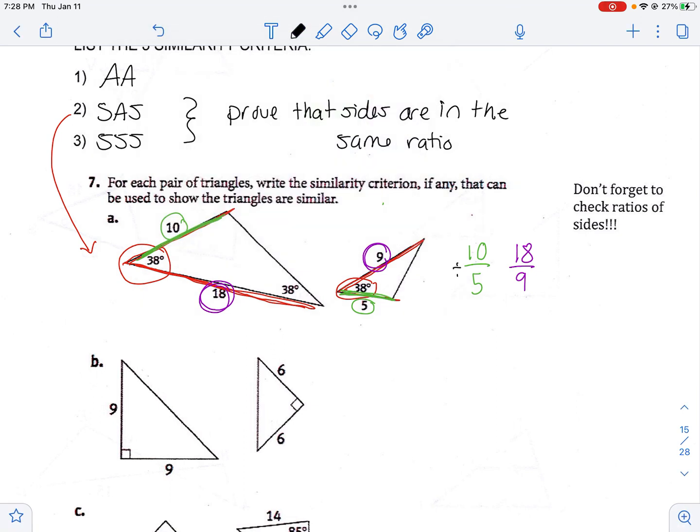10 divided by 5 is 2. 18 divided by 9 is 2. We can prove that these are equal. And therefore, we can prove that the triangles are similar because of side, angle, side.